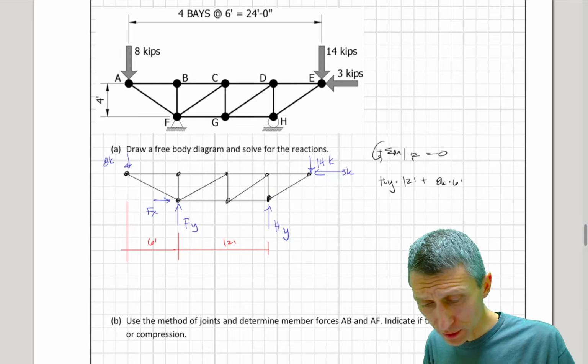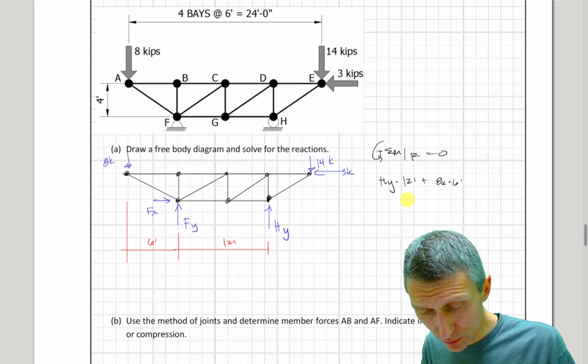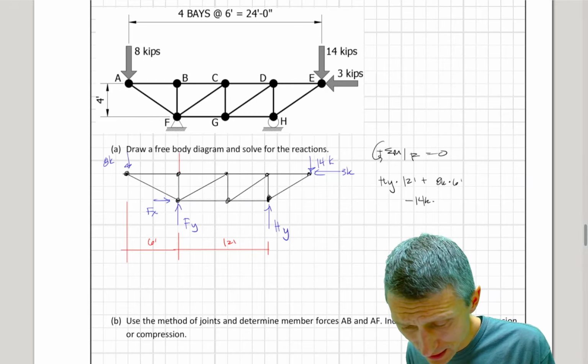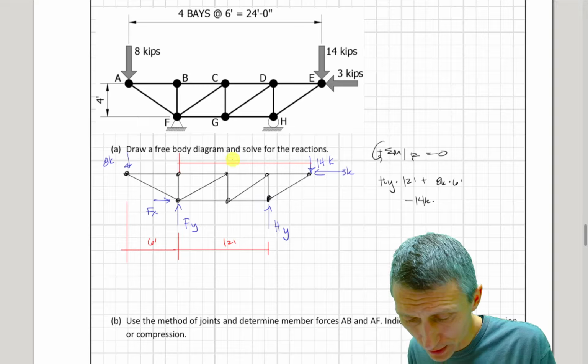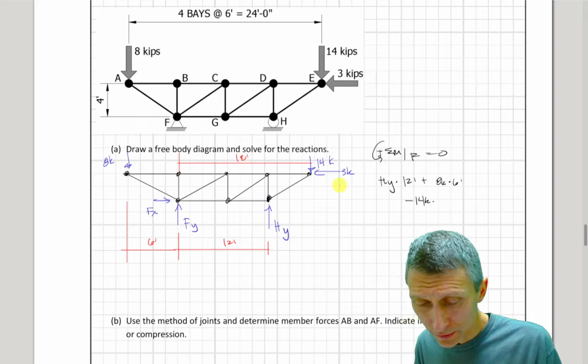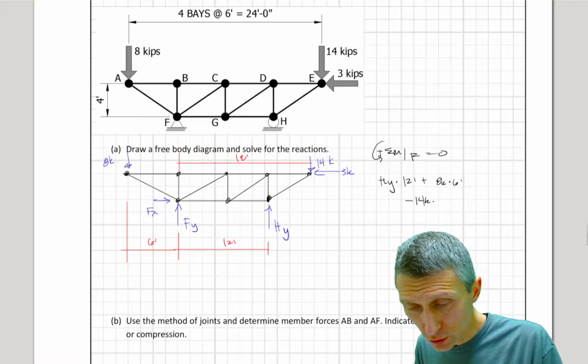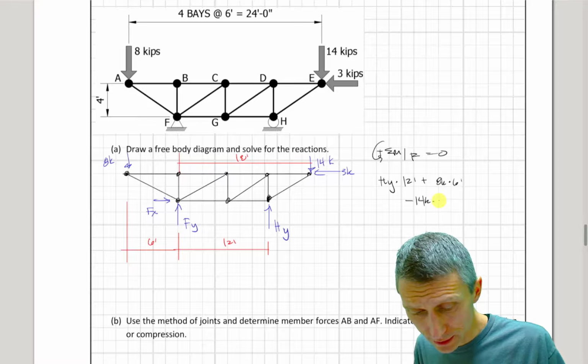What else do we have? We have the 14 and the 3. I'm going to just write it on the new line here, but minus 14 kips times a big long distance here. This distance to the 14 kips, that's 3 panels, so that should be 18 feet. Okay. So what's that? It's times 18 feet.